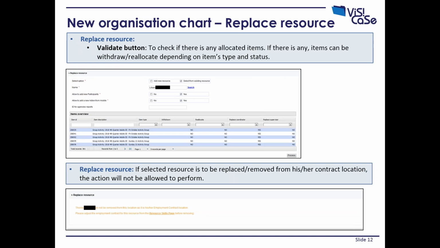If you select an existing resource, the system will run through a validation check to ensure that if there are any allocated items, this new person can be allocated to them, to ensure that permissions are the same. And depending on the item's types and status, they will automatically be transferred over to this new person taking this role. If you're trying to replace a resource that has their contract location in this specific location, the system won't allow you that, since all resources within the system have to have a contract location.